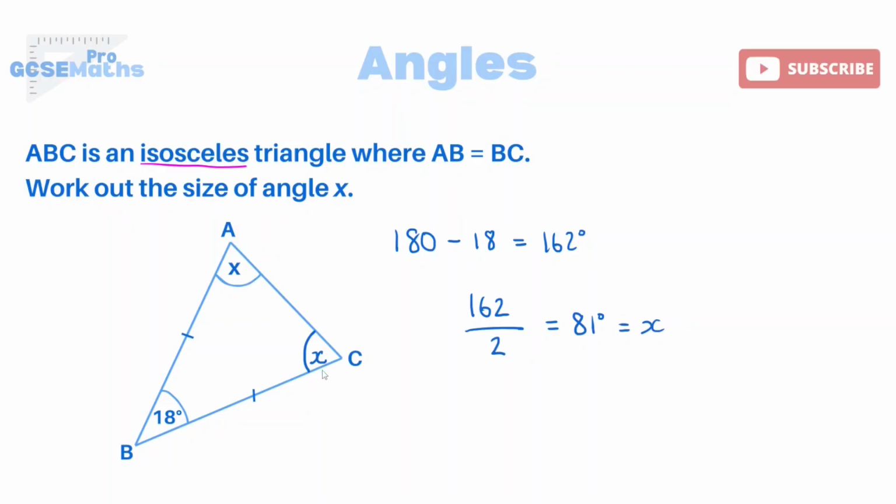So you can see how working out angle problems with isosceles triangles can be different depending on which angle you're given and which two are the same. This one was slightly different to the previous question because x was actually both of the base angles. It wasn't the top angle here.